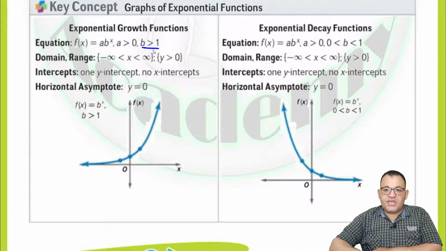So it will be increasing if b is greater than 1, and it will be defined by a growth function. And it will be decreasing if b is greater than 0 and smaller than 1, and it will be defined by a decay function.